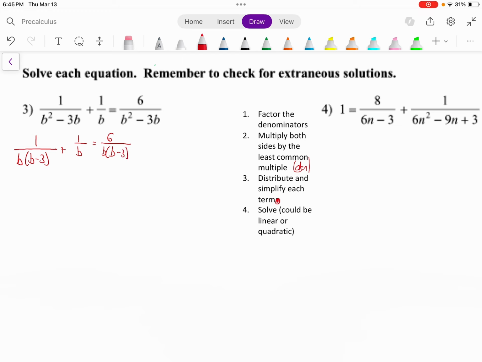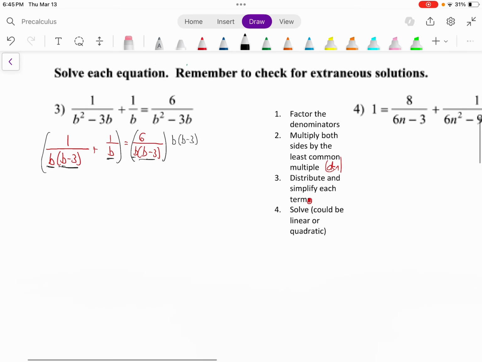Now what we do is we multiply both sides by the least common denominator. And so as we look at this, this has a b and a b minus 3. This has a b, which we already had, and then another b times b minus 3. So the least common denominator is b times b minus 3. So we multiply both sides by b times b minus 3.